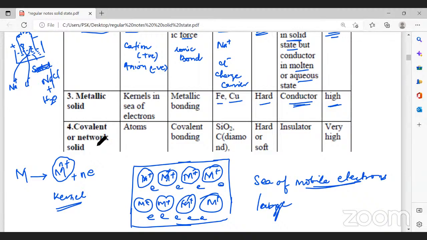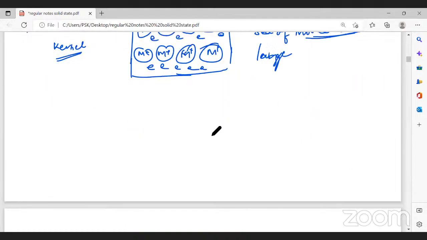The next is covalent or network solid. In case of a covalent or network solid, the particles are atoms. Now, covalent bonding is formed by sharing of electrons. For example, if I take any covalent molecule, say X and Y, X shares one electron and Y shares one electron. So sharing of electrons is called a covalent bond. A bond formed by sharing of electrons is called covalent bonding.